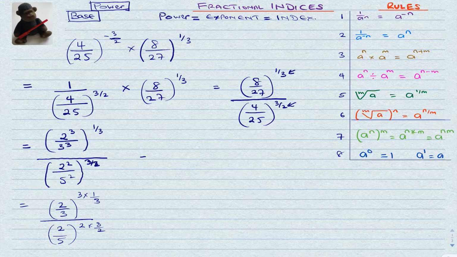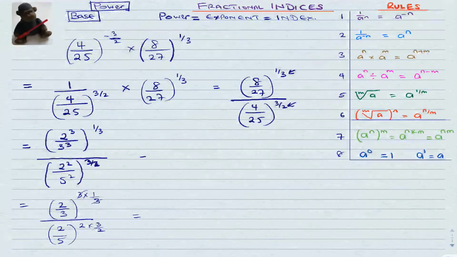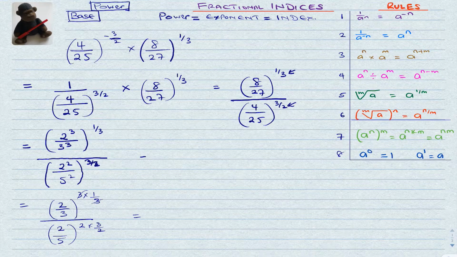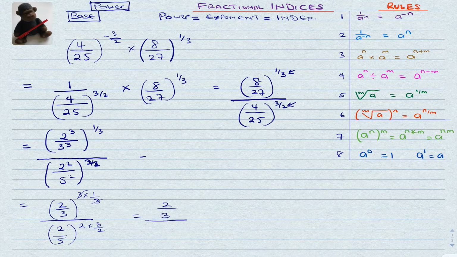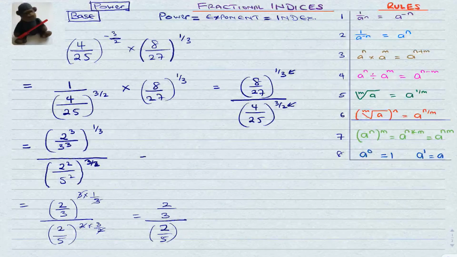So in this case, we would have 3 times 3, the 3s cancel each other, 3 over 3 times 1/3, the 3s cancel each other. So we're going to get 2 over 3 divided by 2 times 2/3. The 2s cancel each other there. So you're going to get 2 over 5 into bracket 3. And that's to bracket 1.